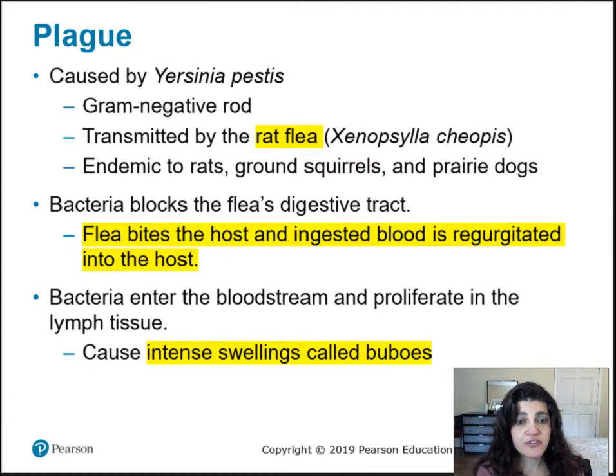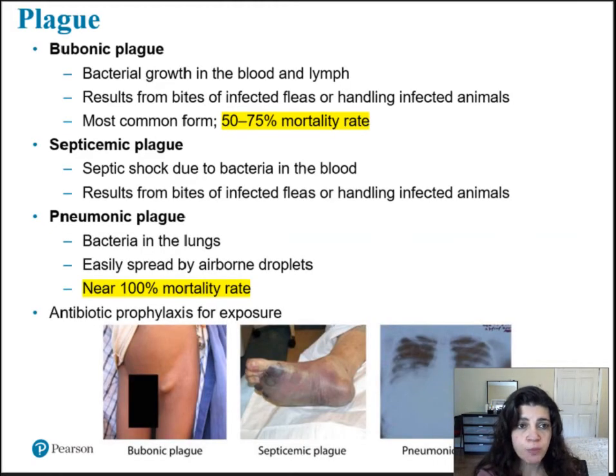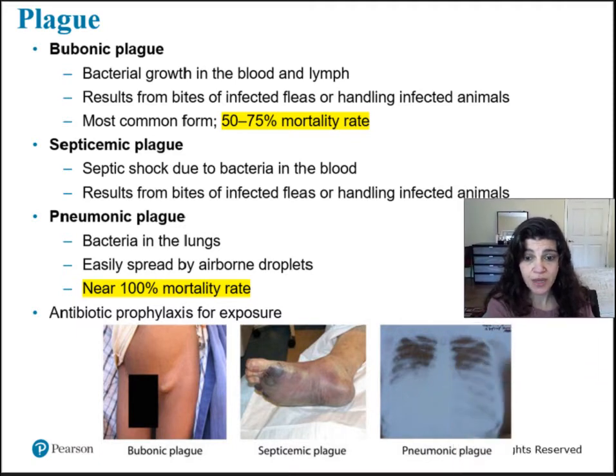So when the bacteria enters the bloodstream, it usually proliferates in lymphatic tissue, causing what are called buboes, which are intense swelling of the lymph nodes. So the bubonic plague, which is the most common, can cause 50 to 75% mortality if it's not treated, right? You see how one of the signs is the swollen lymph nodes. So it's caused by the bite of an infected flea.